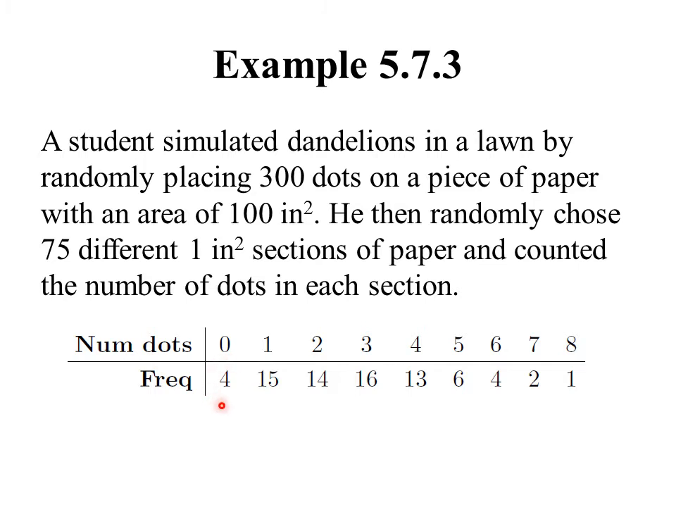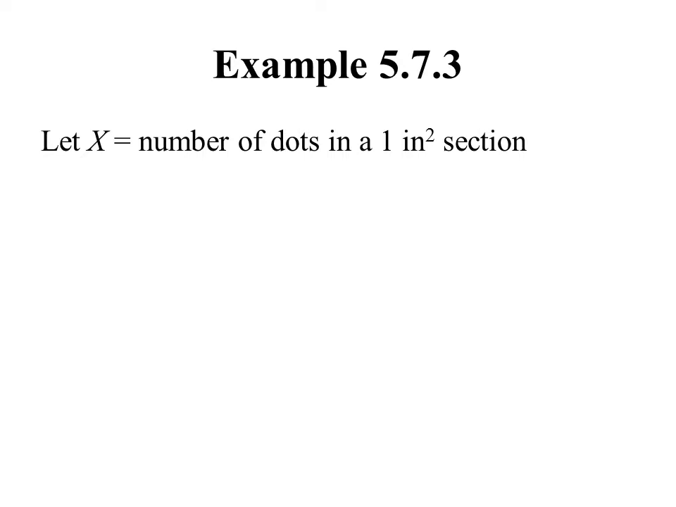In 4 different sections we had 0 dots. In 15 sections we had 1 dot. In 14 sections we had 2 dots, and so on and so forth. So the number of dots ranged from 0 up to 8. Now let's let the random variable x denote the number of dots in a 1 square inch section.